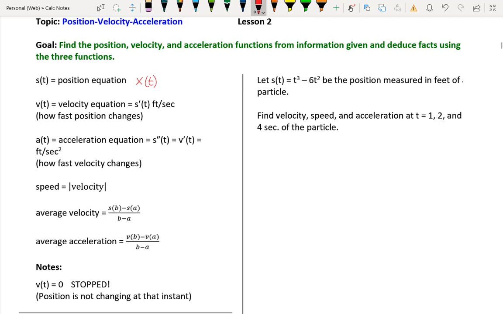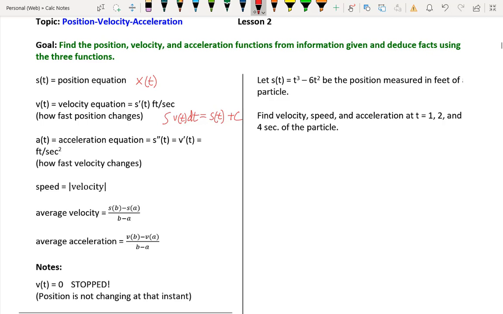And so if I have a velocity function, I can get back to the position function by taking the integral of v of t dt, and that will equal my position function s of t plus some value of c that we talked about in our previous unit.